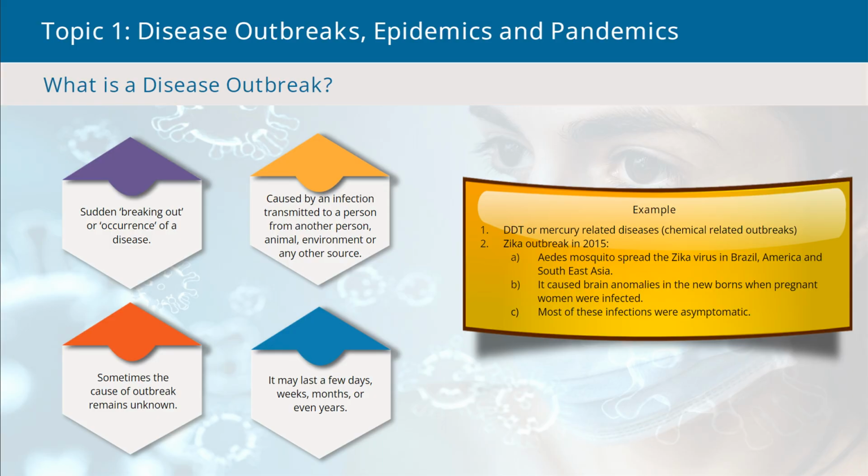For example, Zika outbreak in 2015. Aedes mosquito spread the Zika virus in Brazil, America and Southeast Asia. It caused brain anomalies in the newborns when pregnant women were infected. Most of these infections were asymptomatic.